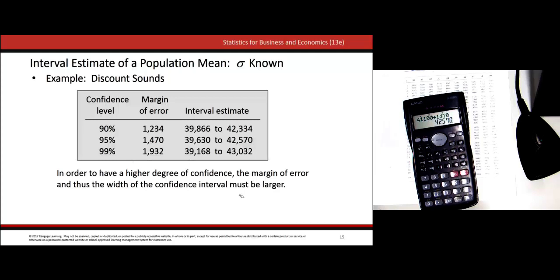Now, can we obtain a 99% confidence interval with a very small margin of error? Or what needs to change to obtain a 99% confidence interval with a small margin of error? We need to increase the sample size. So this is how we calculate the confidence interval: z alpha over 2 times sigma over square root of n. This is E, the margin of error.